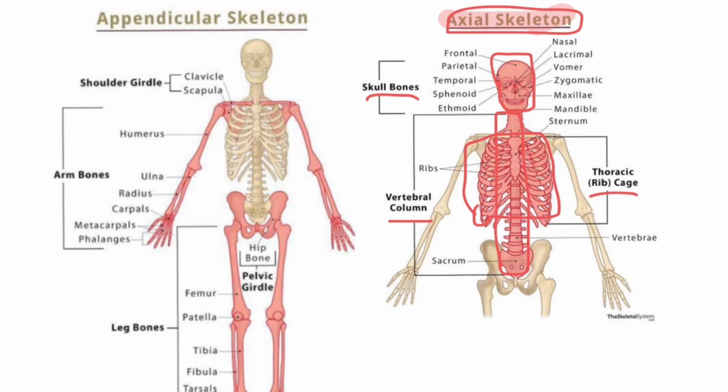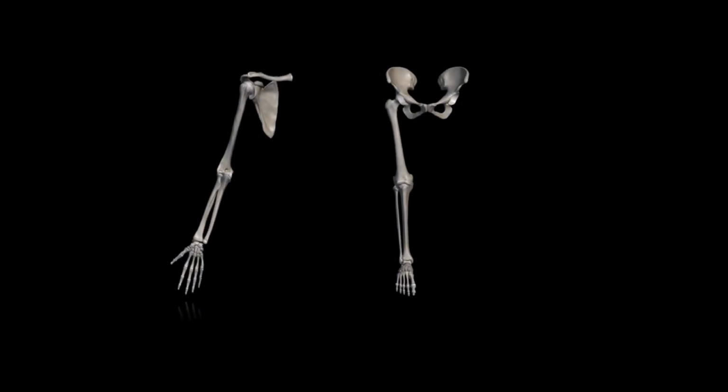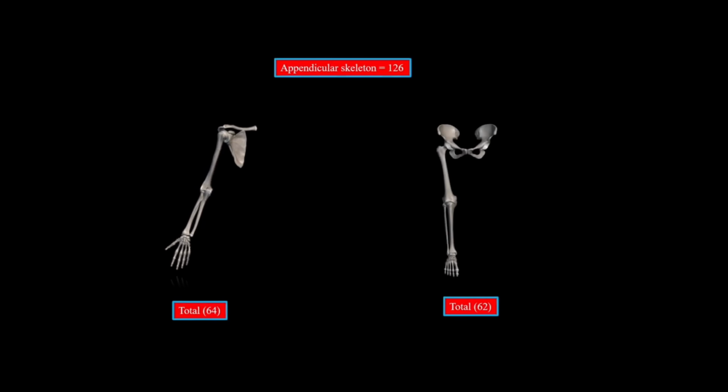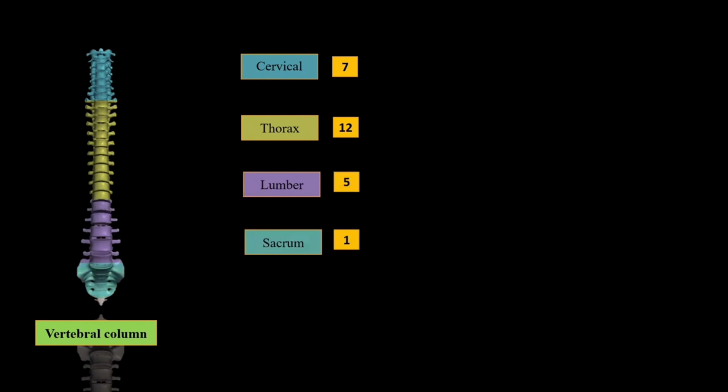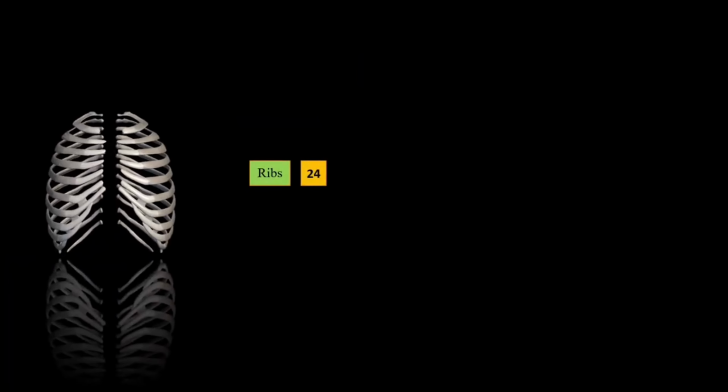The second type of endoskeleton is the appendicular skeleton. We have the shoulder girdle, the upper limb, pelvis, and lower limb. So we have the shoulder girdle, arm bones or upper limb, pelvic girdle, and long bones. All these bones are considered the appendicular system. Together, the axial skeleton and appendicular skeleton form the endoskeleton.